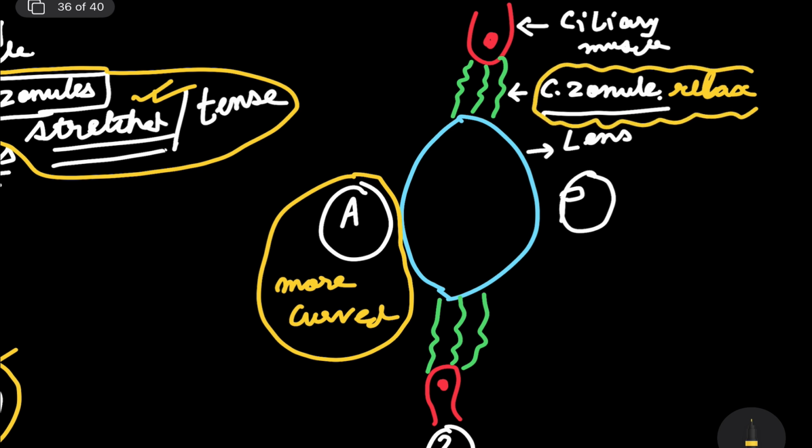And how can the ciliary zonules relax? When the ciliary muscle is contracting. Because now think about it, if the ciliary muscle is actually pushing like this, then what will happen? If the ciliary muscle is contracting in this way, then the ciliary zonules will relax. Think about it. If you have to make a rope taut, then what do you do? You pull it from both ends.